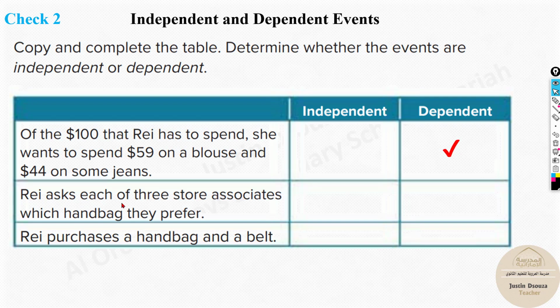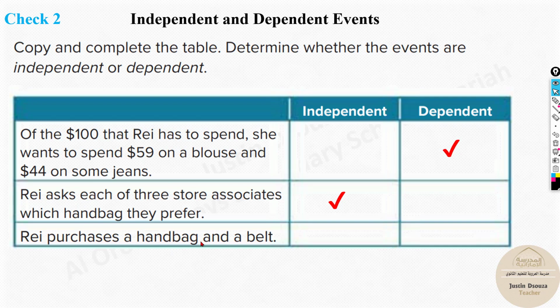Now the next question: Ray asks each of the three store associates which handbag they prefer. Okay, now this is independent, I believe, because you're just asking three store associates which handbag they prefer. So it doesn't really make any difference. They are separate store associates. Even if they're in the same store, it's just a preference. So it'll be independent.